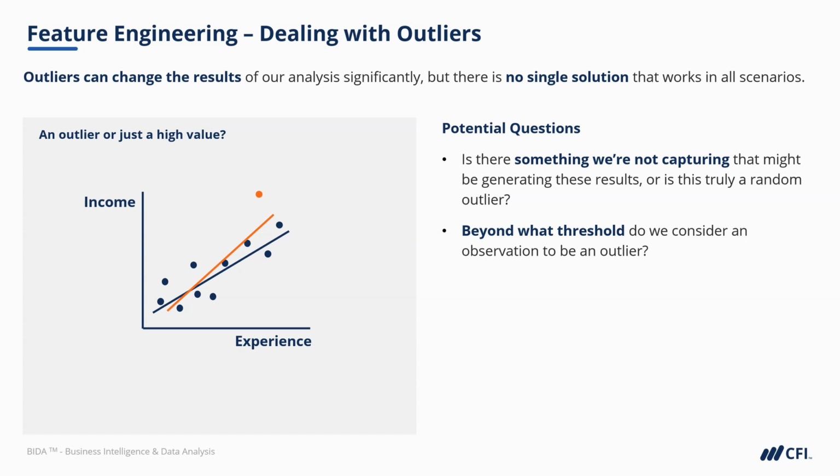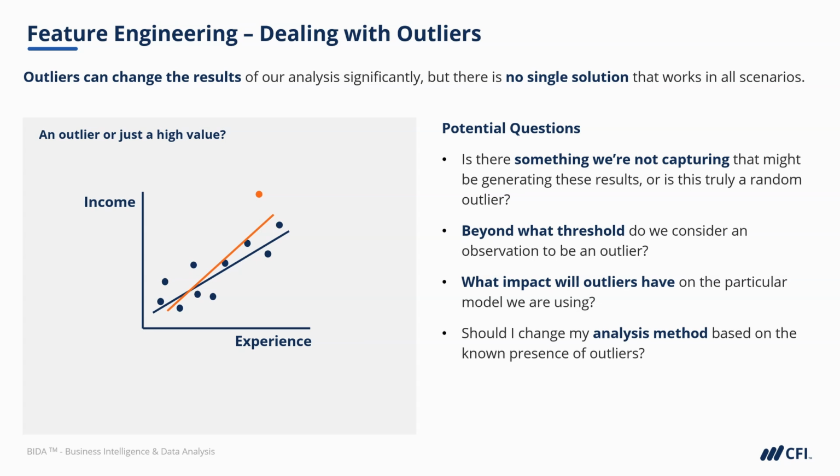Beyond what threshold do we consider an observation to be an outlier? What impact will these outliers have on the particular model we're using? Here we can see that it's changed the line of best fit. Should I change my analysis method based on the known presence of outliers? Some models are affected more than others. And finally, do I want to include this outlier in the analysis?